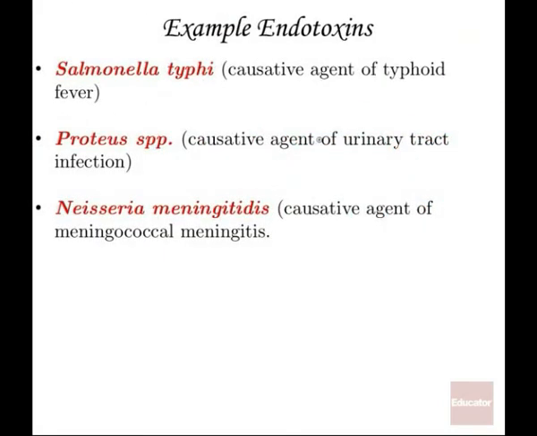The example endotoxins are pretty serious diseases also. We have Salmonella typhi, which is the causative agent of typhoid fever. We have Neisseria meningitidis, which is the causative agent of bacterial meningitis. And let me tell you, bacterial meningitis is worse than viral meningitis for sure. And then we have various bacteria that cause urinary tract infections.